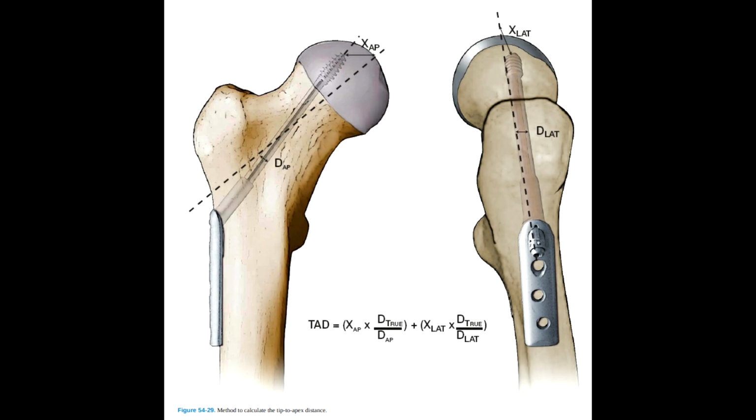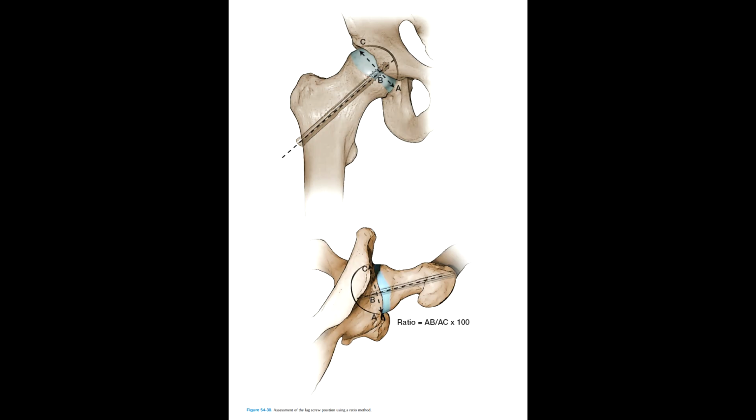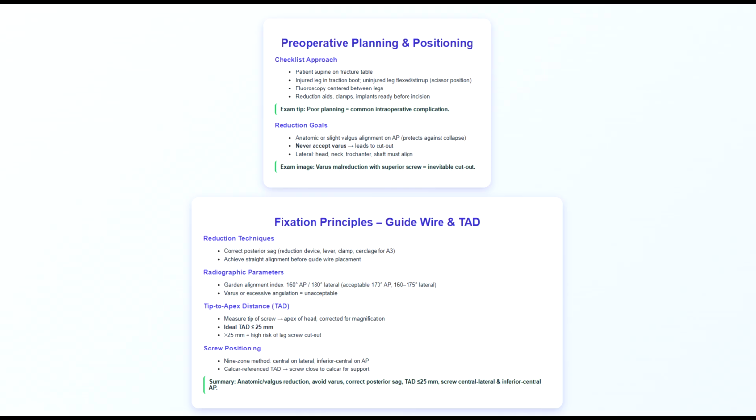Other methods of assessing screw position include dividing the femoral head into 9 zones, as seen in Figure 54-30. The ideal position is central on the lateral and inferior central on the AP. Peripheral placement should never be accepted. Another practical rule is the calcar reference TAD, which emphasizes the importance of placing the screw close to the calcar for maximum biomechanical support. To summarize this section, always achieve anatomic or slight valgus alignment.